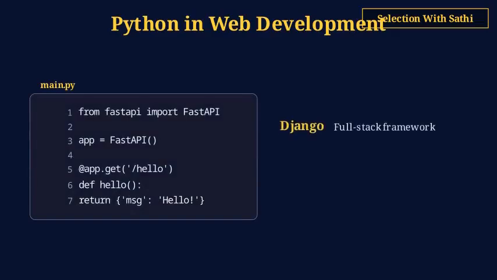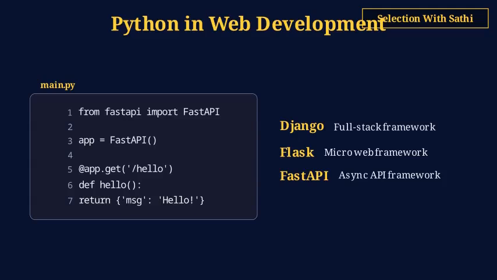Python is one of the most popular languages for web development. Django is a full-stack framework used by Instagram and Pinterest. It comes with an ORM, admin panel, authentication, and much more out of the box.